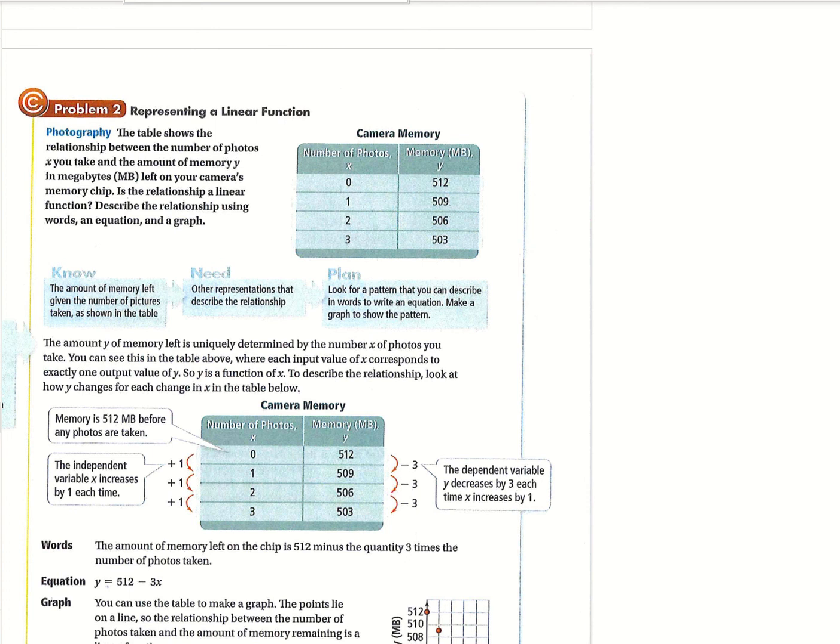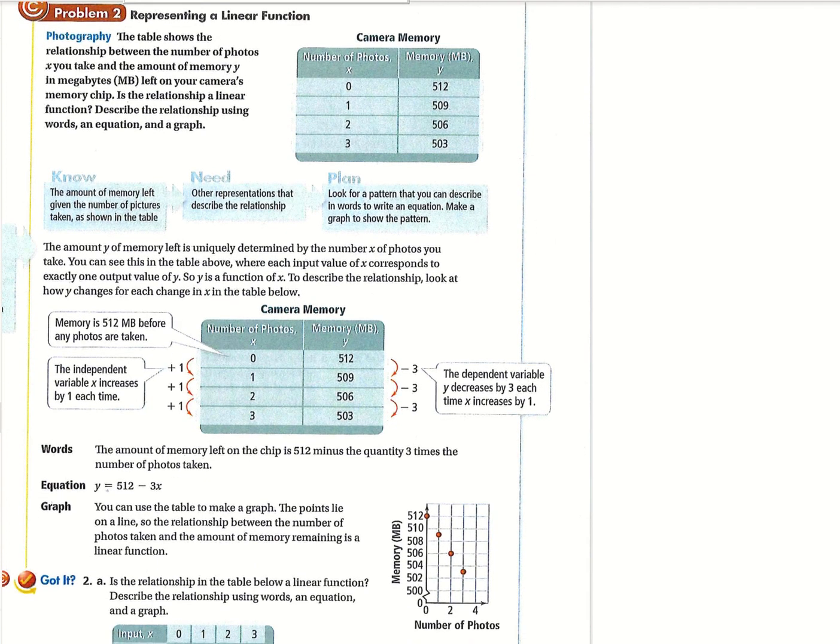And then we have down here the amount of memory. So this here, left, is uniquely determined by the number X of photos you take. All right. You can see this in the table above where each input value X corresponds to exactly one output value of Y. All right. So Y is a function of X. Okay. So because there's one Y for every X and no more than one Y for every X, it's going to be a function.